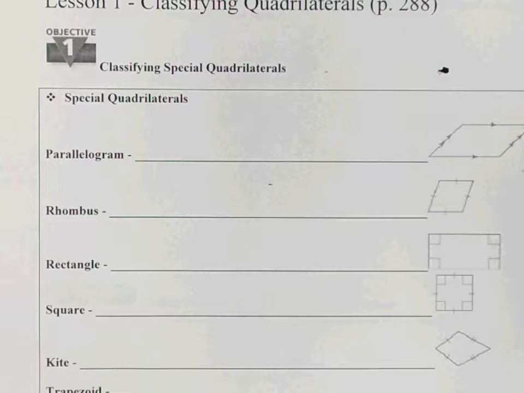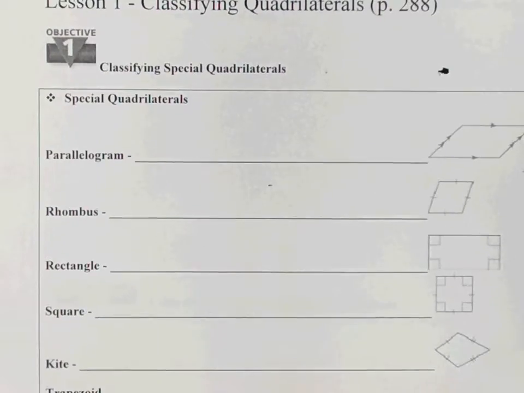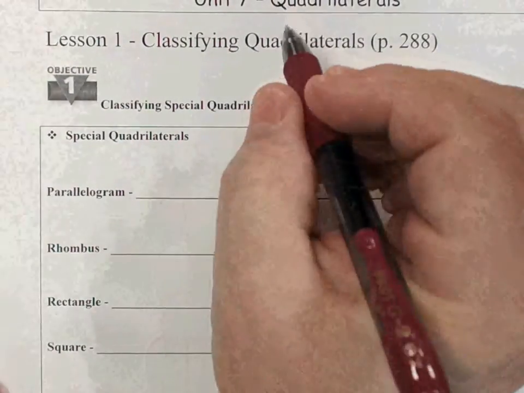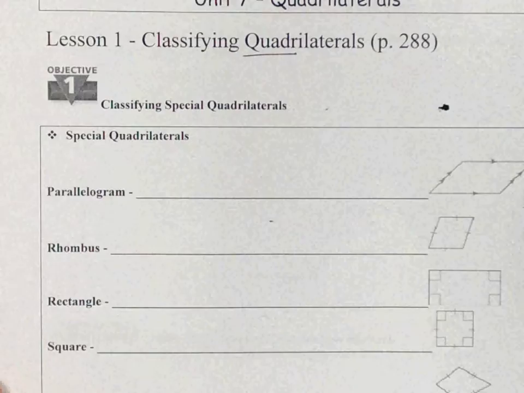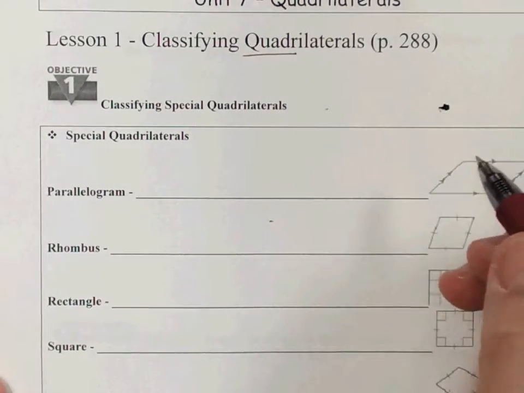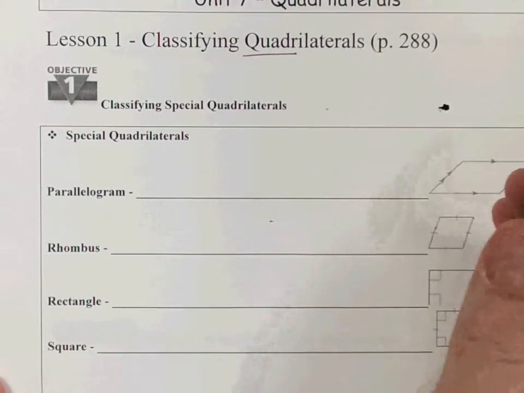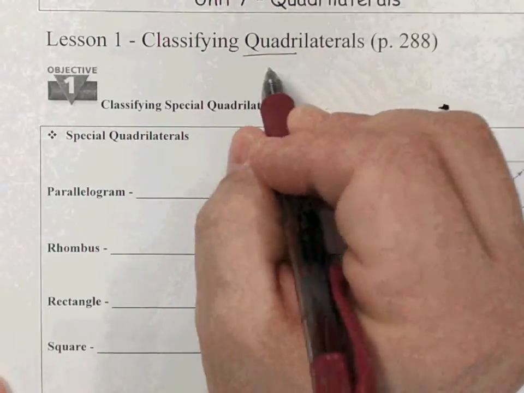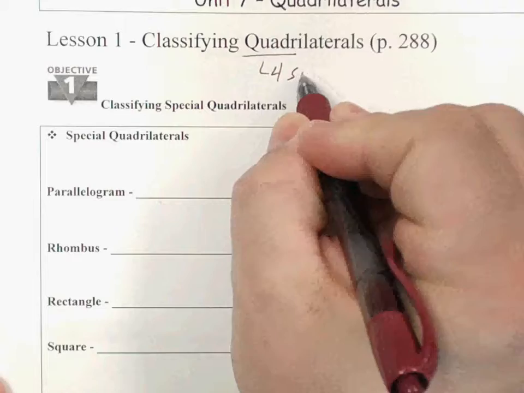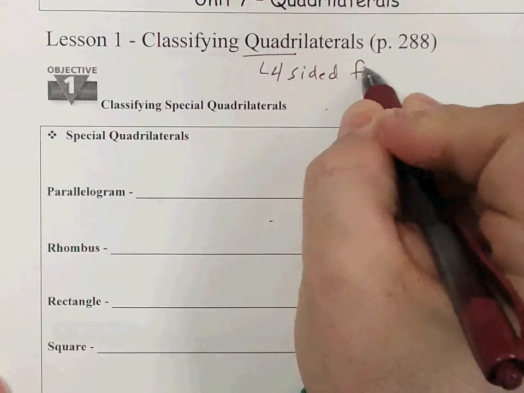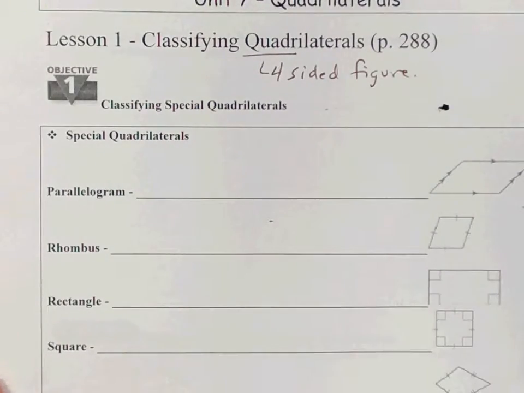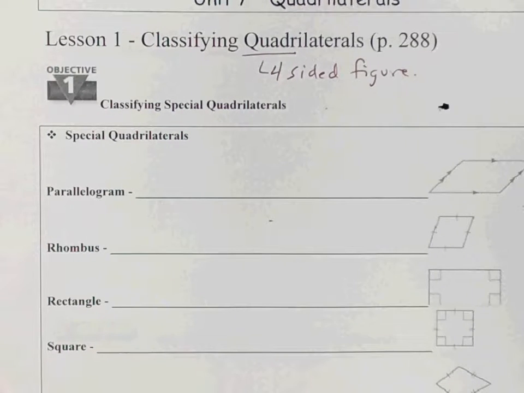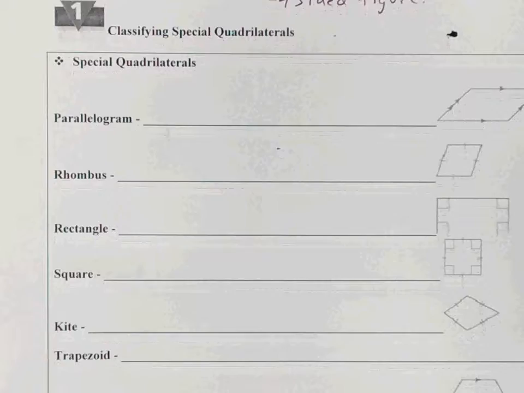Today we are going to start learning about quadrilaterals. Quadrilaterals are four-sided figures. Think of quad. Unlike quadratic, which is the second power, but quad, like a four-wheeler, they call quads. This is a four-sided figure. Now, there are special types of quadrilaterals that you need to know things about.